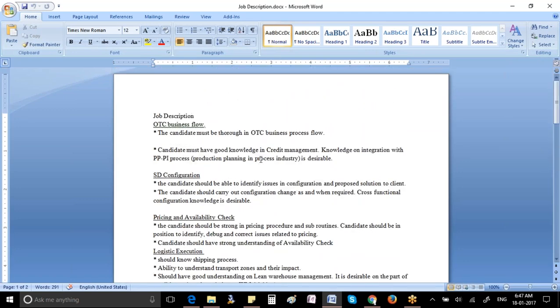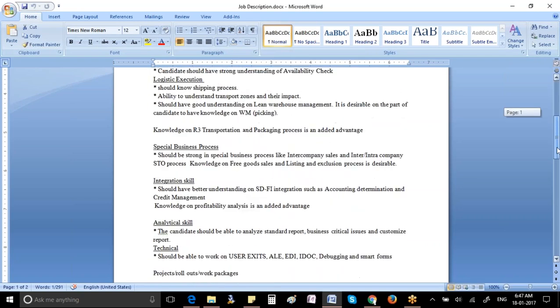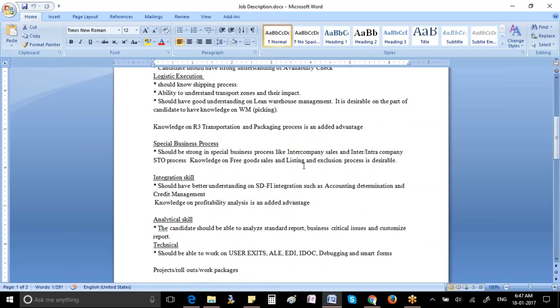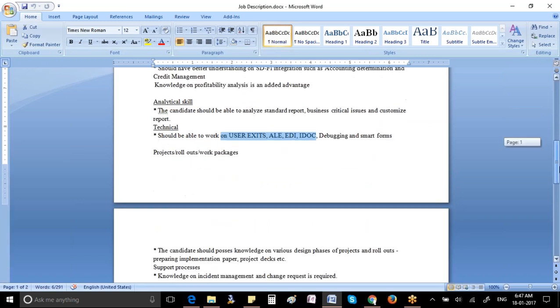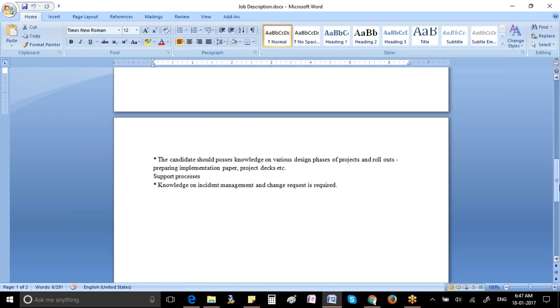Same things. You'll be seeing credit management, OTC, availability check, pricing, and coming to the business process, you'll be seeing all of this. And these terminologies you'll be seeing: user exits, LEI docs, logistics execution. Okay. So you'll be seeing all these things. That's the reason we are trying.